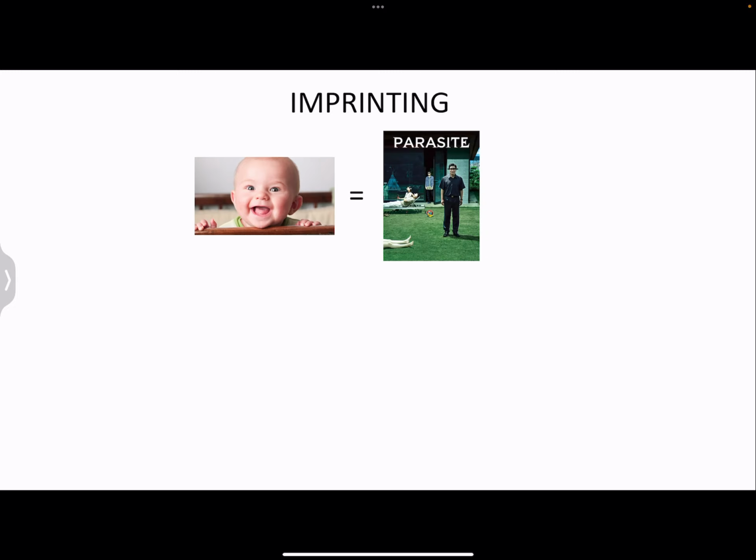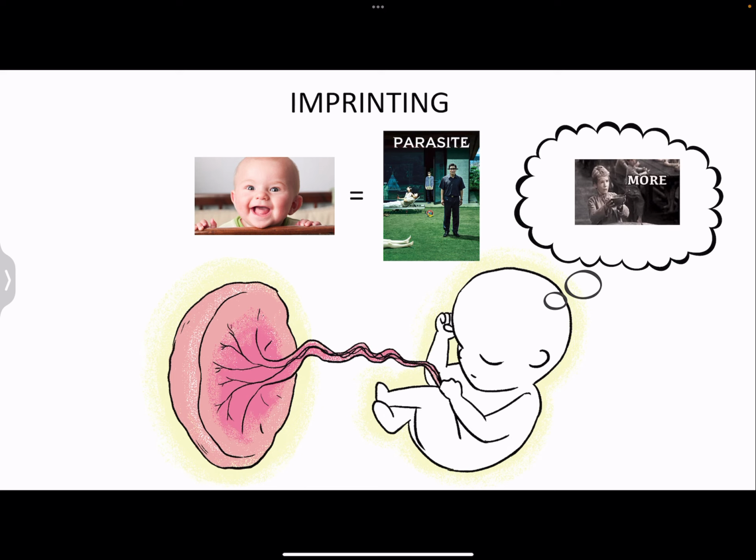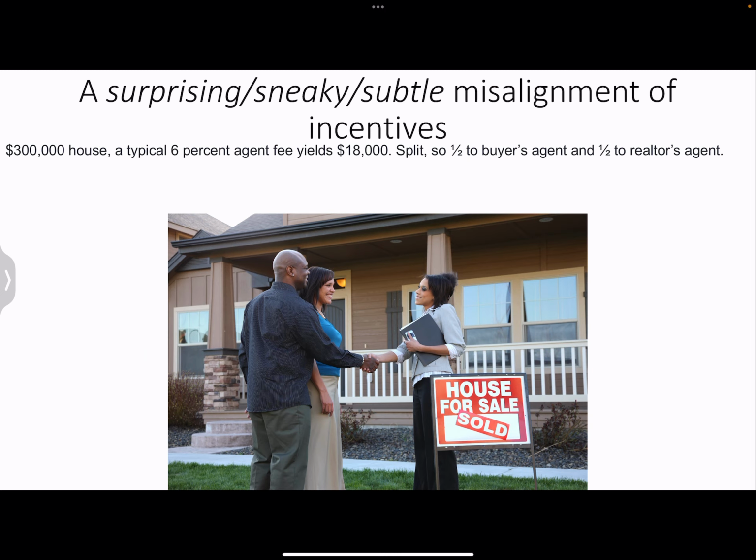Imprinting. So babies are little parasites. Why? Because they're sucking all the nutrients from mom. And problematically, sometimes they suck a little bit more nutrients than is healthy from mom, right? So let's think about incentive. If you imagine a couple trying to sell a house and their realtor, it seems like their incentives are aligned, right?